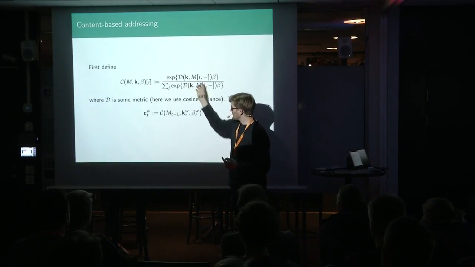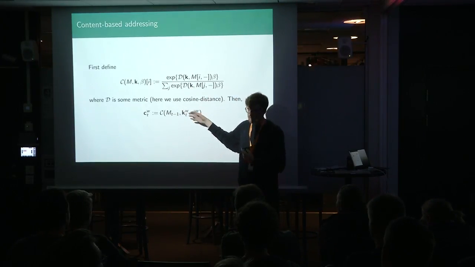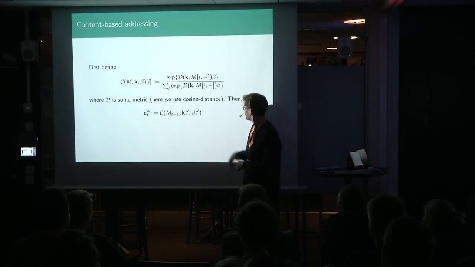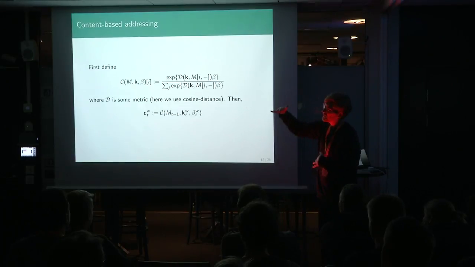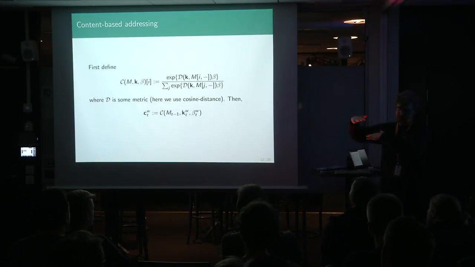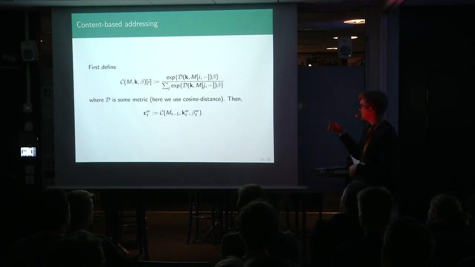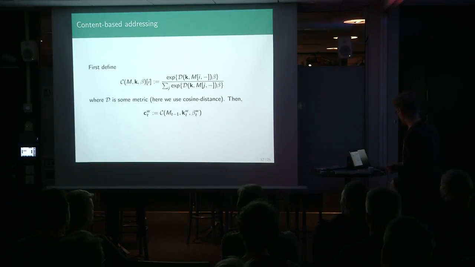And this d here is a metric, which in the paper is chosen to be the cosine distance. And the beta here scales. It flattens the distribution if it's chosen to be low. Any questions on the content-based addressing?